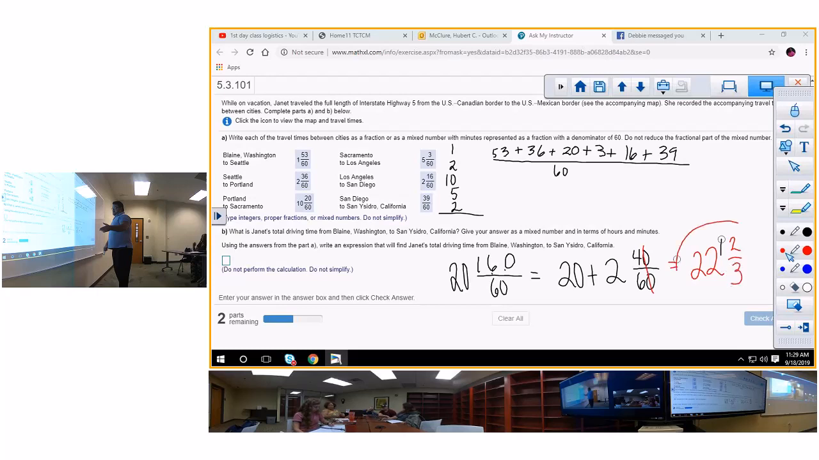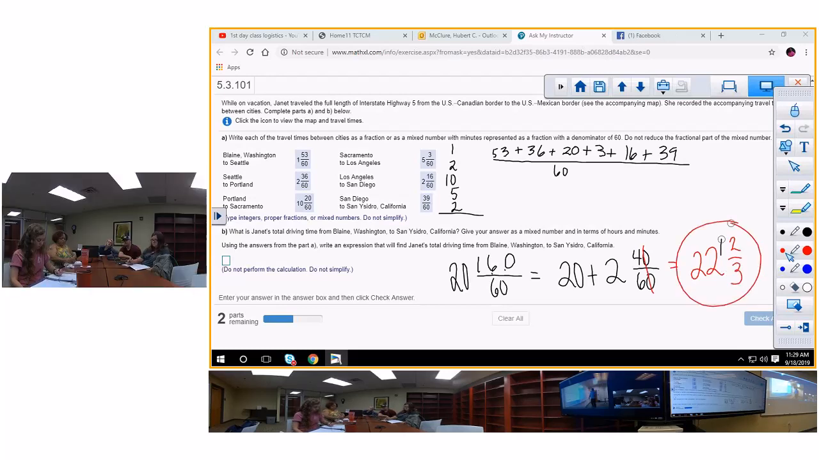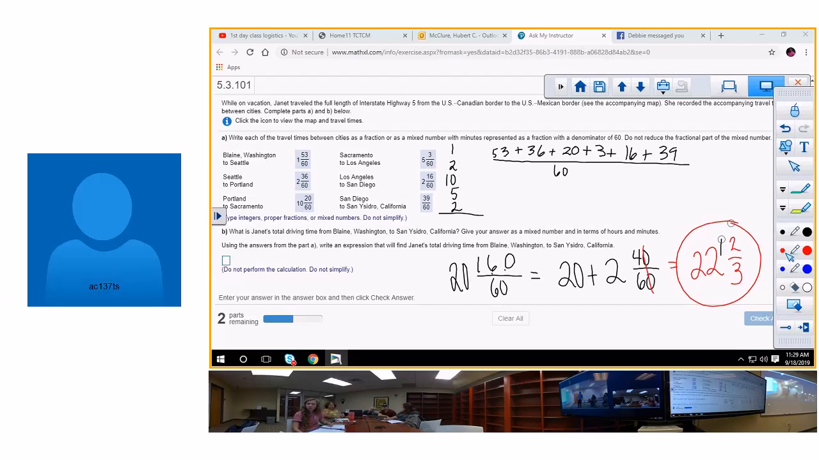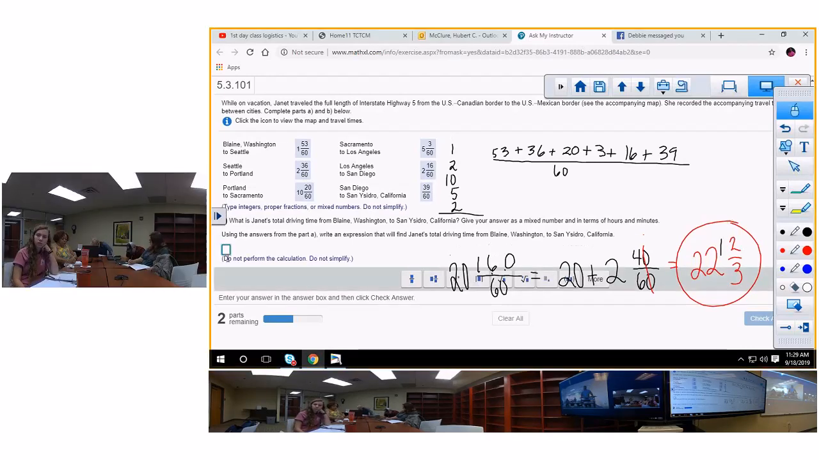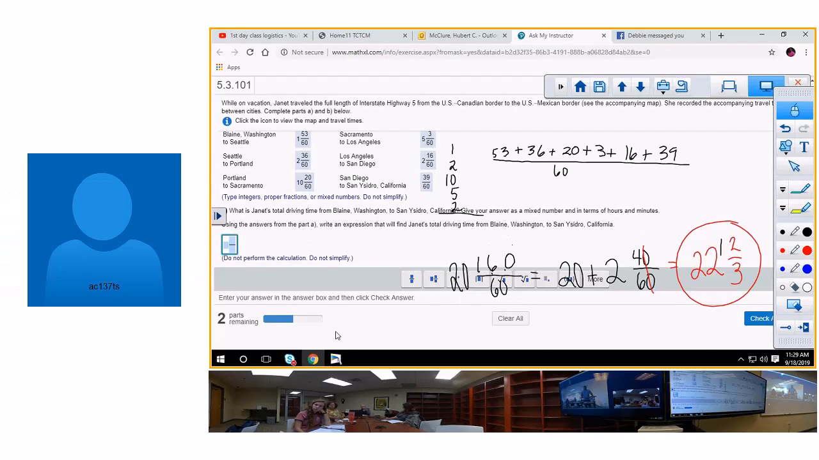I think I want it over 60 though. It says don't simplify. I'm sorry, what? It says not to simplify. Okay, so 22 and 40/60ths. So let's check that and see if we're right. 22 and 40/60ths.